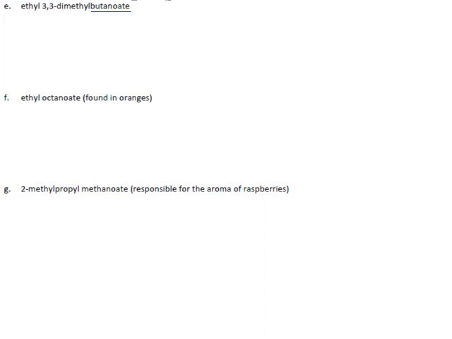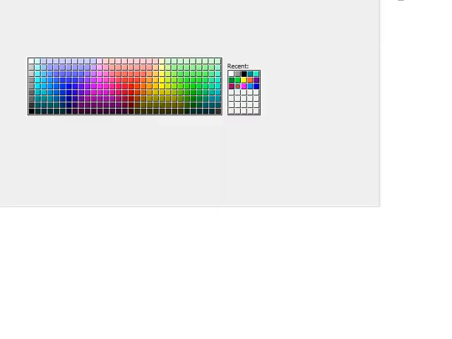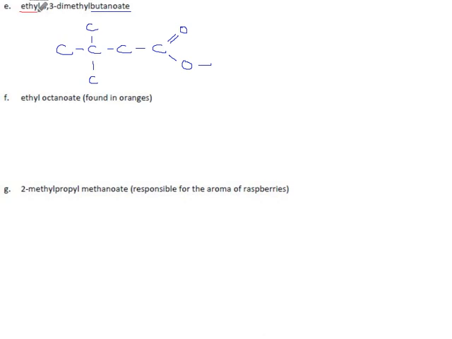Butanoate. Butane is 4 carbons. 1, 2, 3, 4. So there's butanoate. Now, it's not just butanoate, it's 3,3-dimethyl butanoate. So that's carbon number 1. Number 2. Number 3 has a couple of methyl groups on it. There we go. And on the other end of the carboxyl group, it's ethyl, 2 carbons.